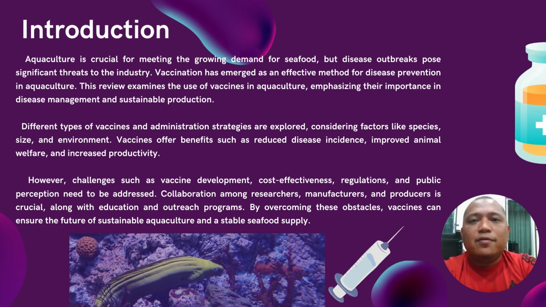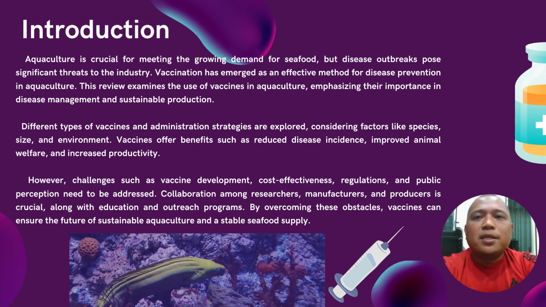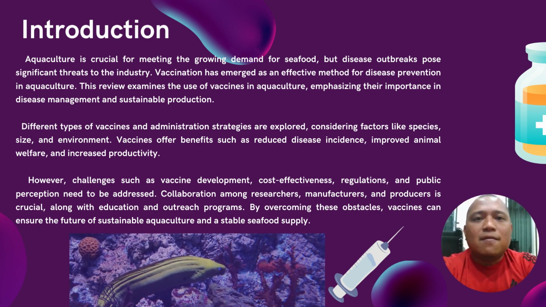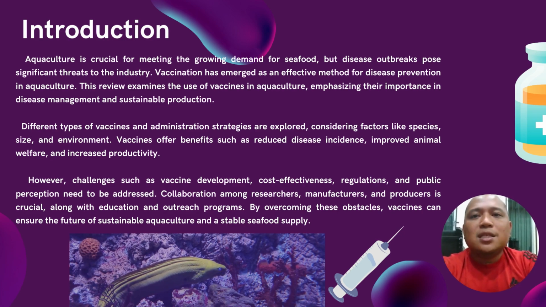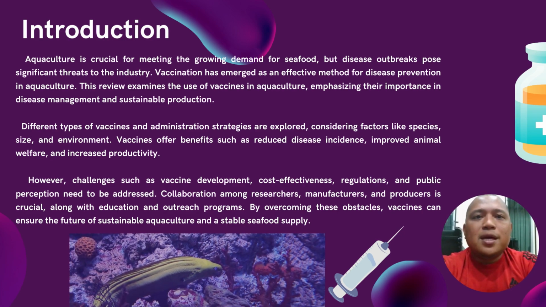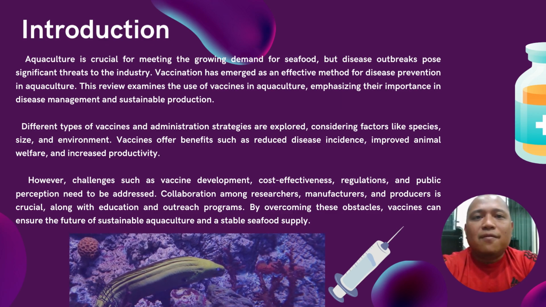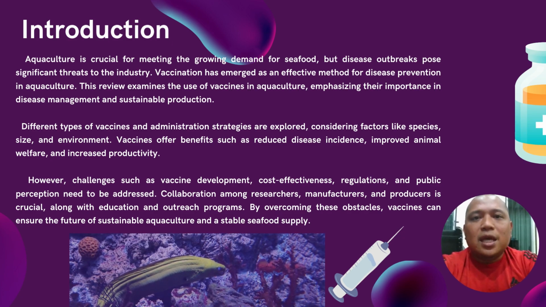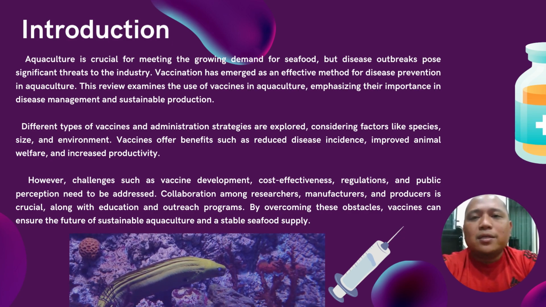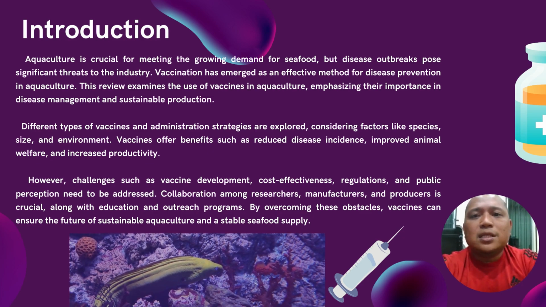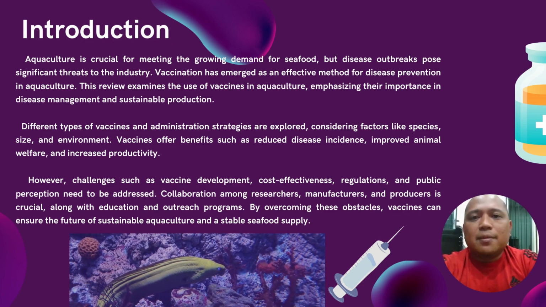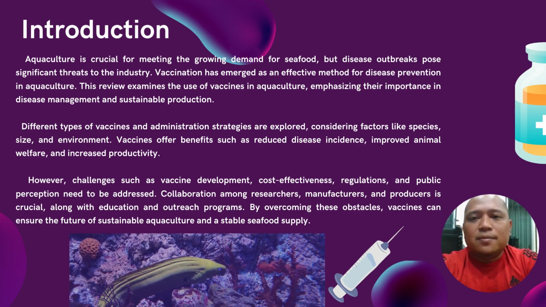The objective of this review is to provide a comprehensive examination of the use of vaccines in aquaculture, focusing on disease management and sustainable production. The review emphasizes the importance of vaccination in mitigating the various disease challenges faced by the aquaculture industry. It also explores different types of aquaculture vaccines, the mechanism of action, and the effectiveness in various aquaculture settings. Understanding the properties and benefits of the different vaccine types is crucial for their successful use in disease prevention efforts.